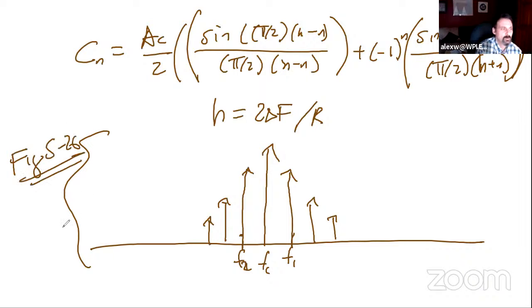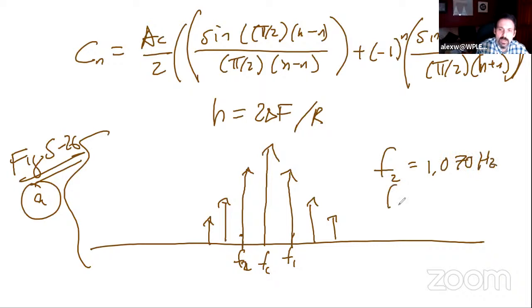(5-26) in your course textbook, specifically figure A. Right, so this is a spectrum where F2 is equal to some number of hertz, and F1 is equal to some number of hertz. So what you got are these spectral lines, right?